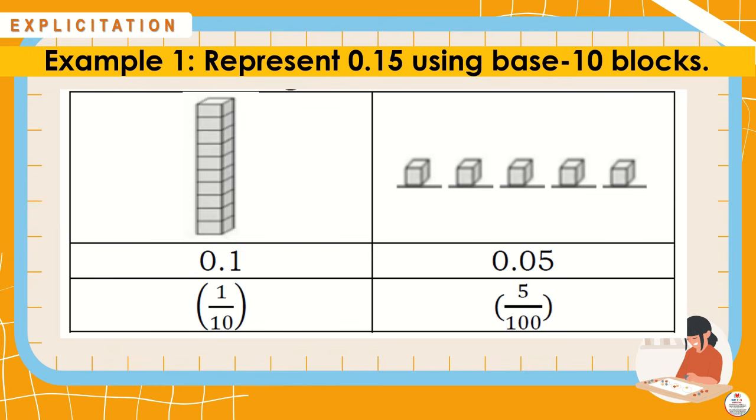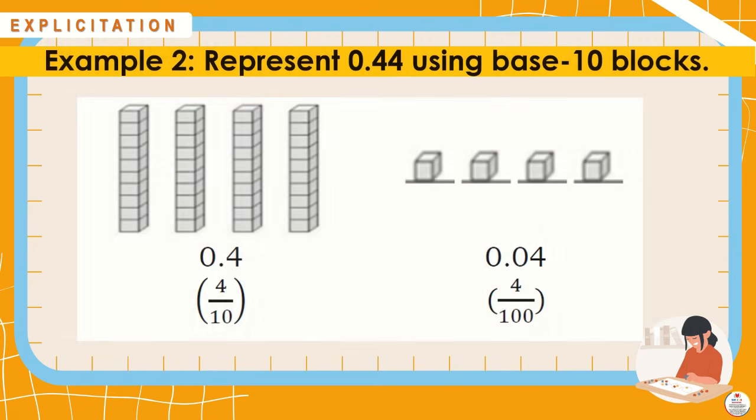0.1 is 1/10. 0.05 is 5 hundredths. Example 2. Represent 0.44 using base 10 blocks. For 0.4, we have 4 tenths. For 0.04, 4 hundredths.